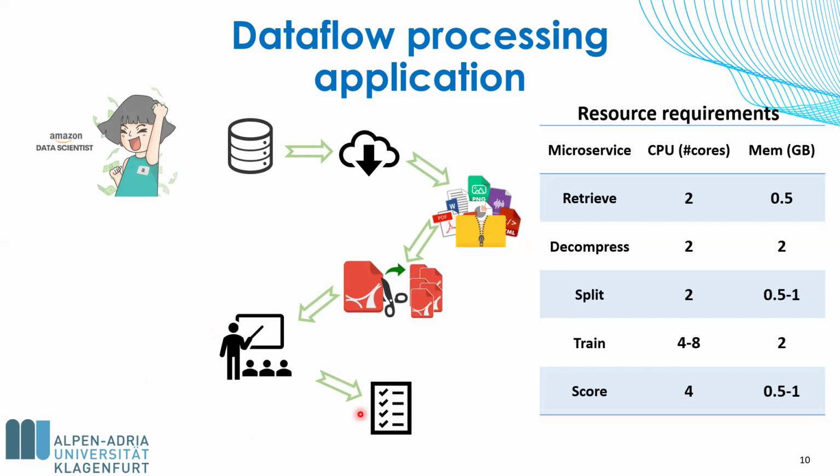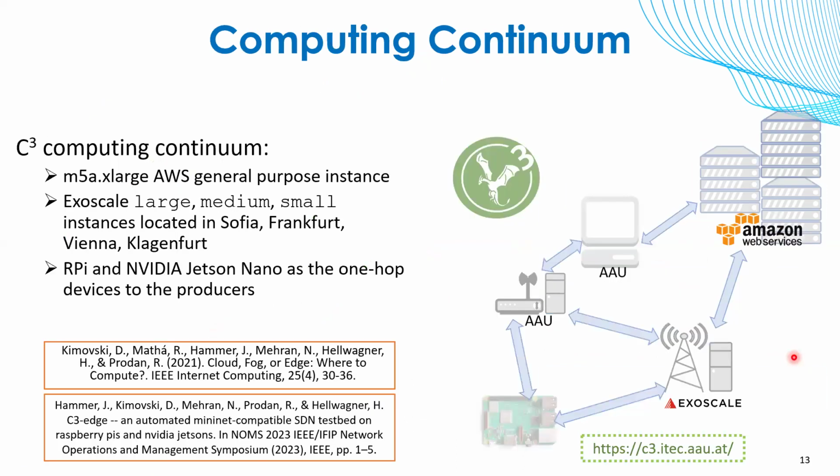Regularly, these application microservices require some resources, maybe with some updating later on based on the monitoring data that is regularly collected. These requirements are in terms of processing and memory. As you can see, mainly for the training, a larger number of CPU cores and amount of memory are required. From the other side, the computing continuum; let's focus on the one that we use in our research.